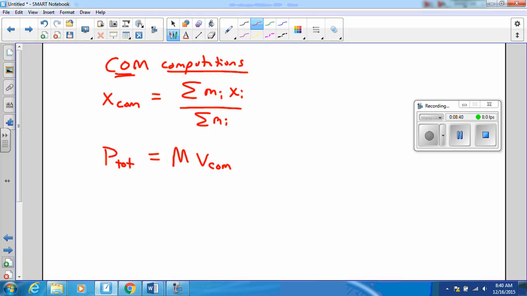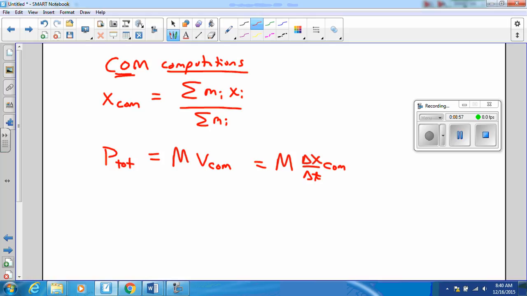Is there a difference between X center of mass and V center of mass? Yes. The velocity of the center of mass is the velocity of the entire thing. It's going to be the rate at which the X center of mass changes.